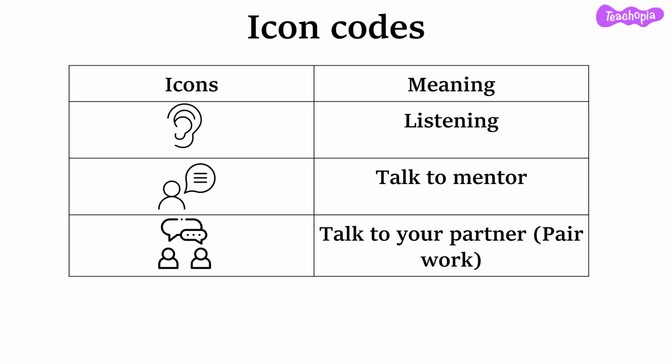A few things to remember before we start our module are some of the icon codes that you will see throughout. If you see an icon of an ear, it means you have to listen to what the facilitator is saying. The next is a man with a speech bubble. Here, it means the participants or the teachers would need to talk to the mentor. And if you see 2 men with 2 speech bubbles, it means you have to pair the teachers and make them do the activity with their partner.